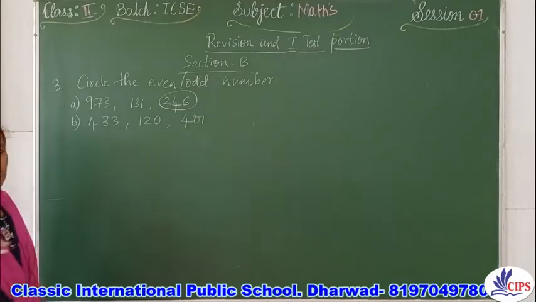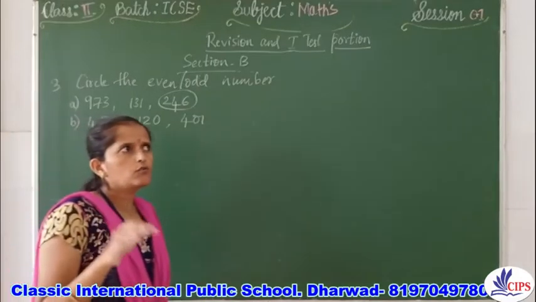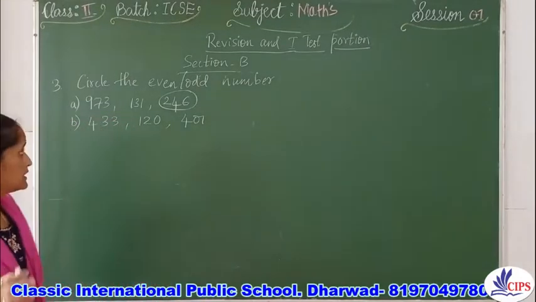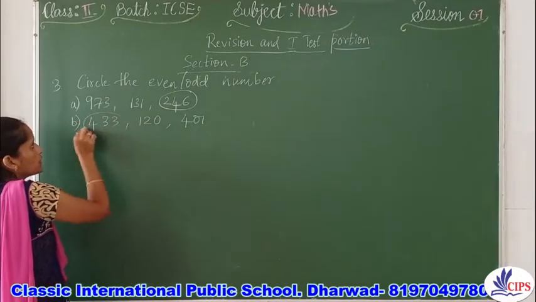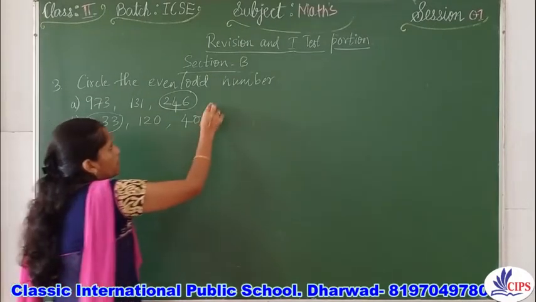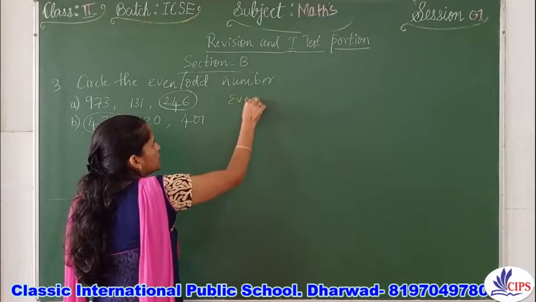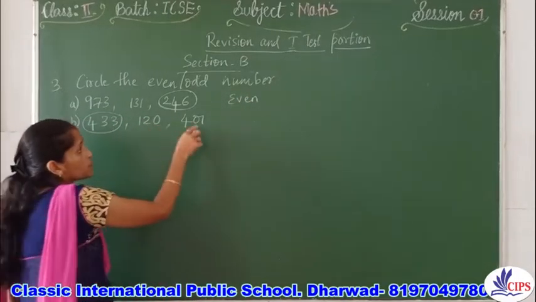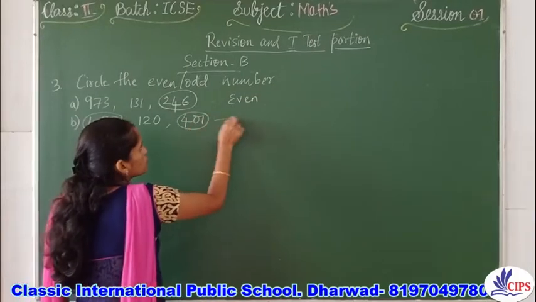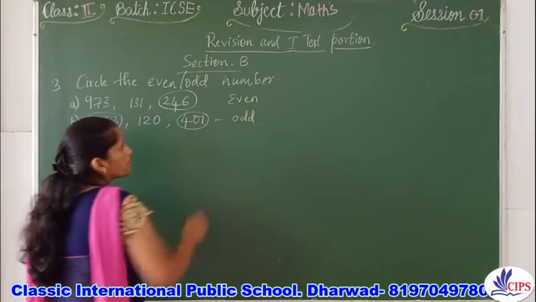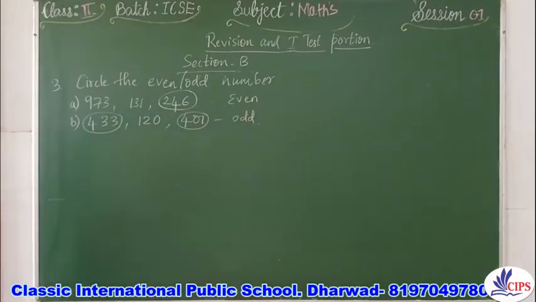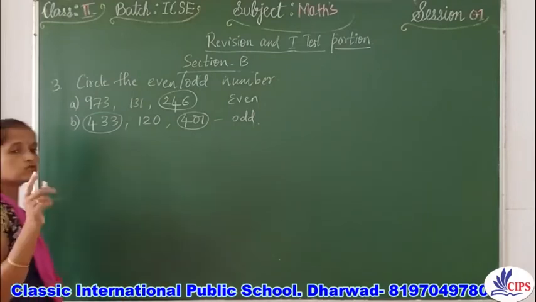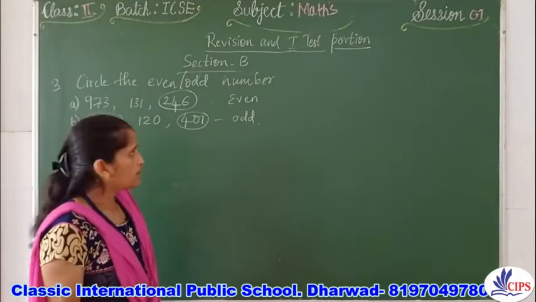For 3, is it there in the 2 table? 2 ones are 2, 2 twos are 4. Yes, it is not there. So this is odd. I have circled only the even here: 0, it is an even number. 1, yes, it is odd. So I am showing you examples of even and odd both. They may ask you to circle even or odd.